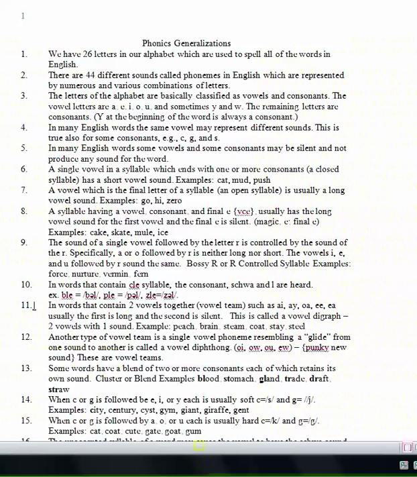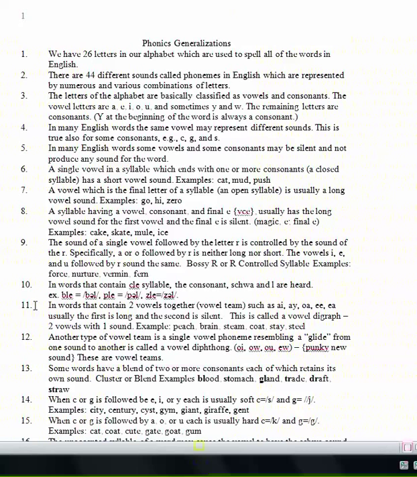Number 11. Vowel teams. There are two types of vowel teams. In words that contain two vowels side by side, such as AI, AY, OA, EE, EA, the first one is long and the second is silent. Two vowels go walking, the first one does all the talking and the second one can't get a word in.